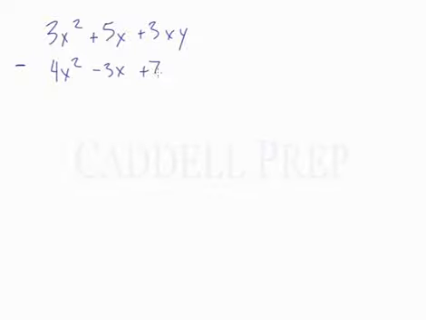Let's look at an example that involves subtraction. So we'll pick the same terms, 3x squared plus 5x plus 3xy. But now we'll subtract 4x squared minus 3x plus 7xy. Because it's this polynomial minus this one, and we're subtracting, we should do keep, change, change. So let's keep the top the same.